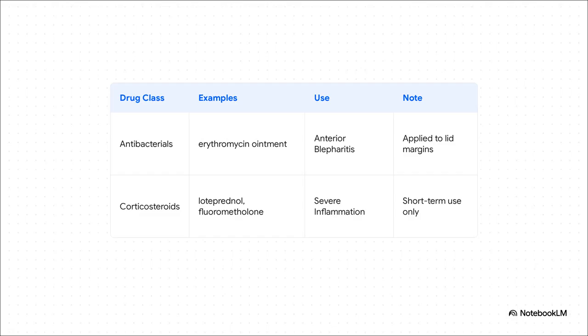Now, during bad flare-ups, medications do have a role. For anterior blepharitis, an antibacterial ointment like erythromycin right on the lid margins can really help. For really bad inflammation, an eye care professional might prescribe a short course of topical steroids. They often prefer something like loteprednol because it has a lower risk of messing with eye pressure. Our job is to reinforce how to apply it and stress that it's a short-term fix.